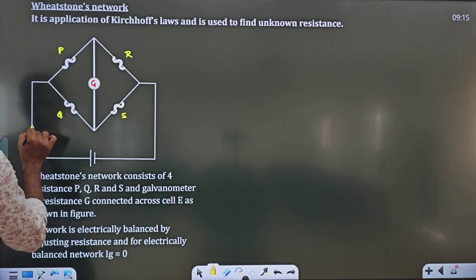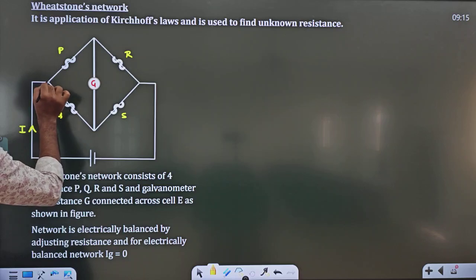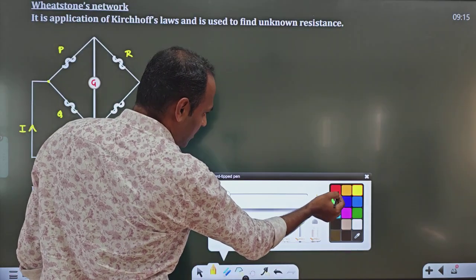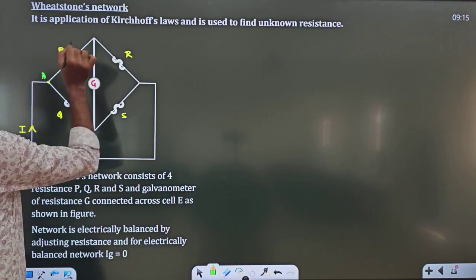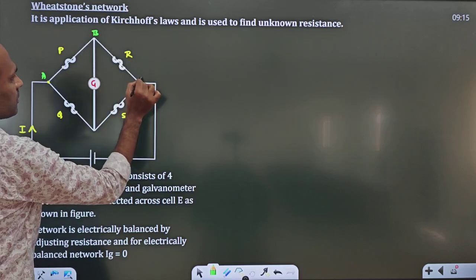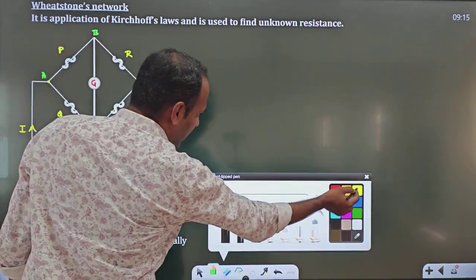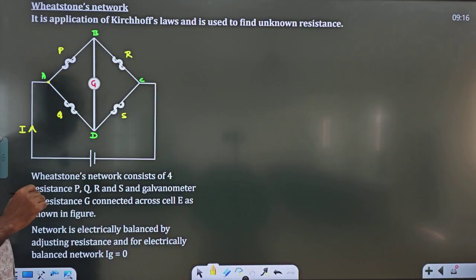So current has to enter here. It will enter at this point. Let us write the points. Okay, this is A, this is B, this is C, and this point is D. Okay, so we are writing the currents now. See, current I after coming to junction A.